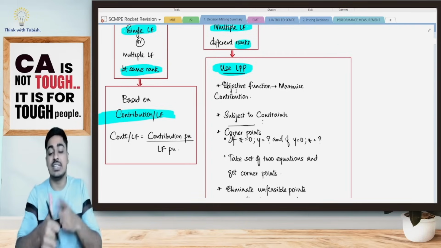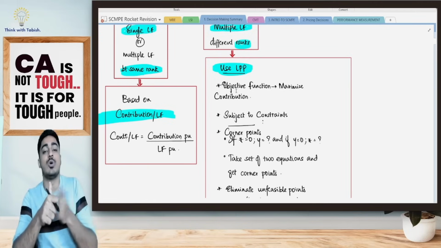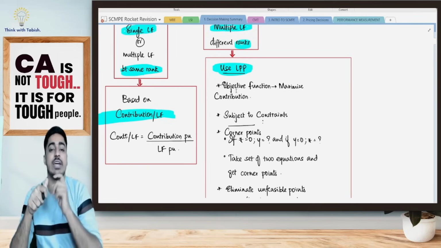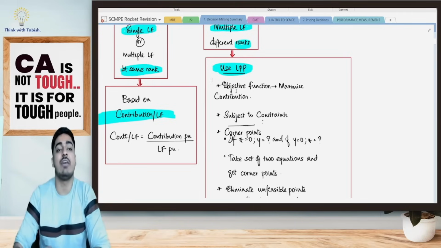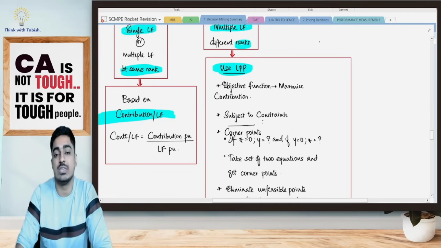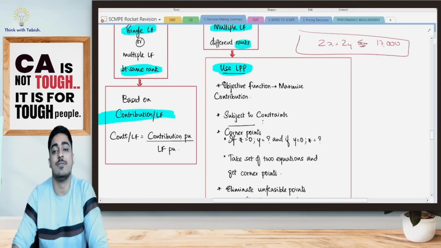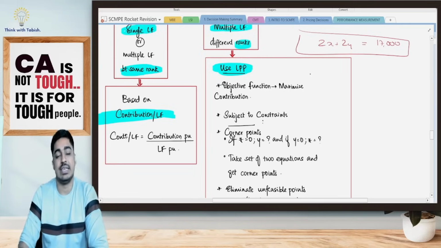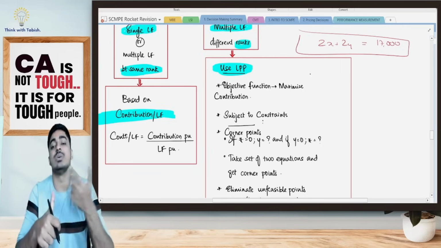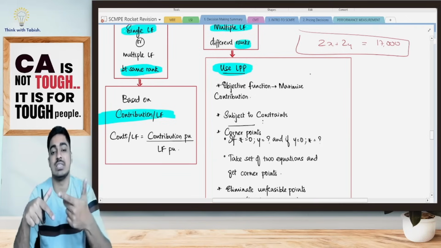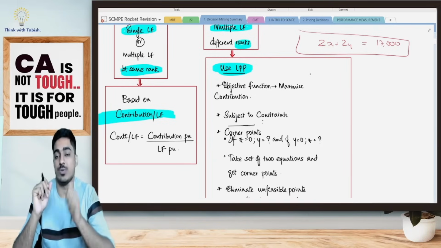So, for that, firstly, I want my corner points. How do I get corner points? Two different ways I'll be getting corner points, students. Firstly, I'll be having my equation. Say, for example, 2x plus 2y is less than or equal to 17,000, suppose my direct material. First, I will convert it into equality. I will tell if x is equal to 0, how much is y? If y is equal to 0, how much is x? Based on that, I'll be getting my corner points one way.